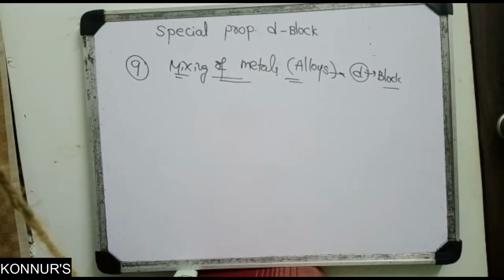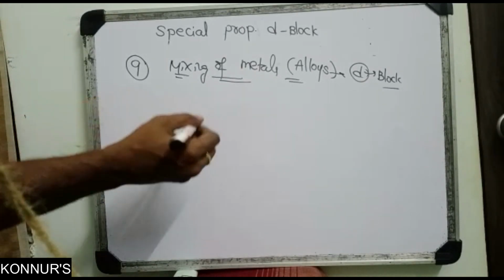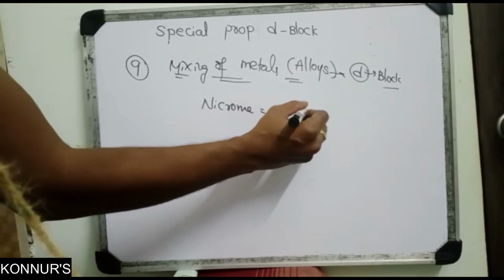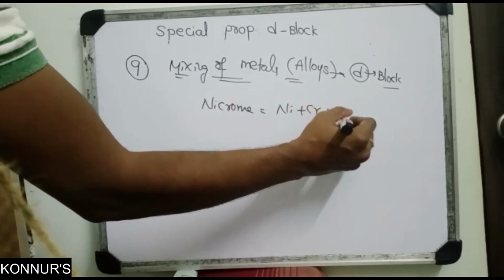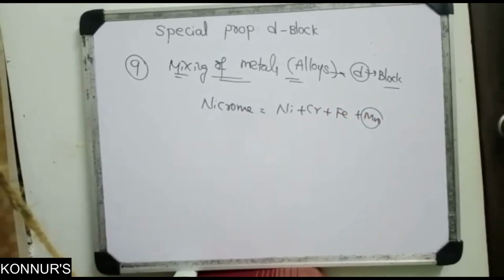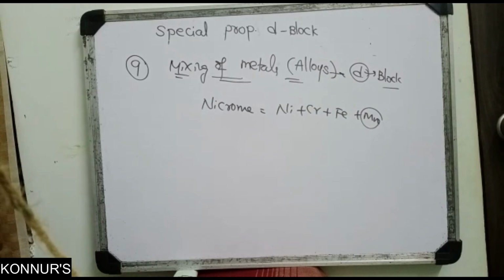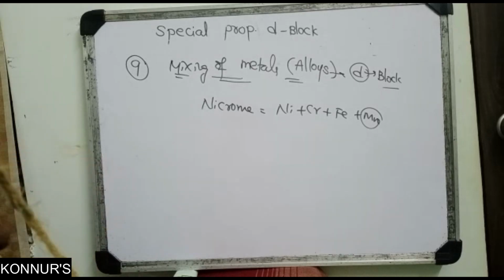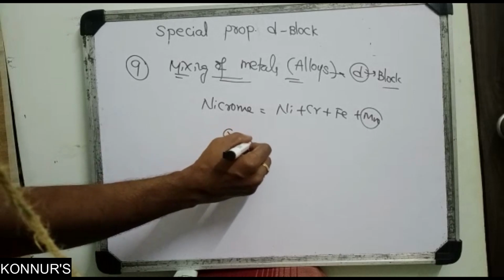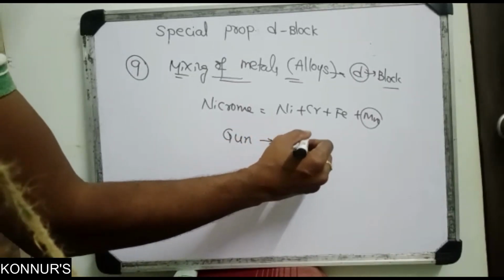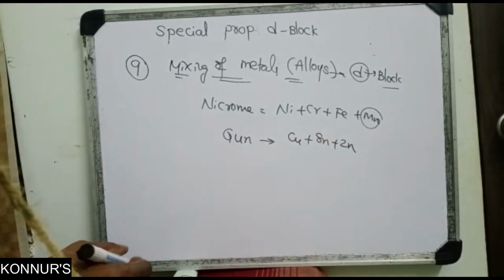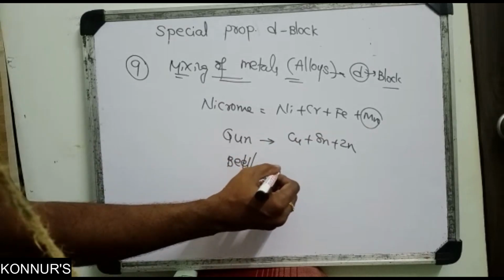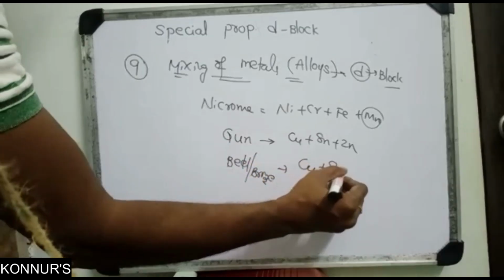We have already given that shortcut: INMAC, nichrome, manganin. Nichrome means nickel, chromium, iron, with manganese in a small amount. That is the combination. All are d-block elements. Next, type metal. Next, gunmetal. Our shortcut is gun cartridge: copper, tin, zinc. Next, bell metal, also bronze: copper plus tin.